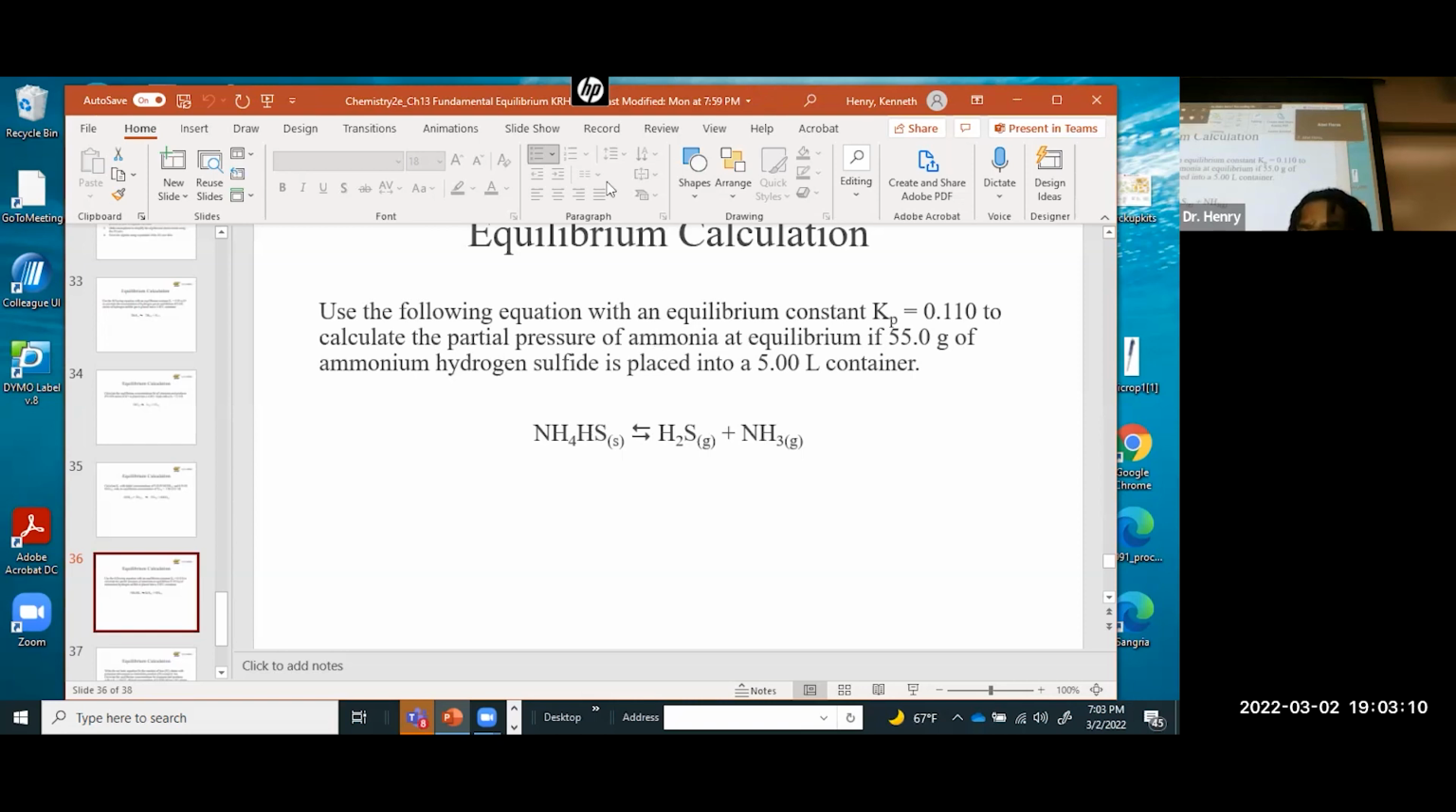So we're going to do an ICE table, you said? So first thing that we're going to do is do an ICE table, right? So we have ICE. So our initial concentration.